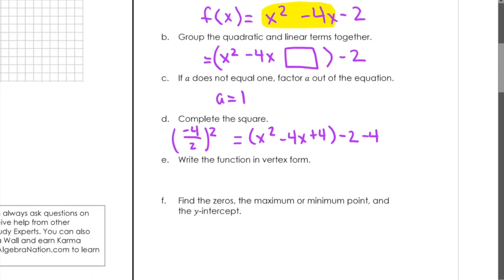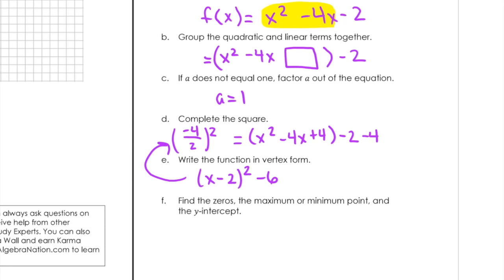Can I factor this out? Yeah. Remember, the parentheses is just this first part right here. Whatever the answer was for negative 4 divided by 2, that answer, negative 2, goes in here. And this negative 2 minus 4 is negative 6. Now we have vertex form.